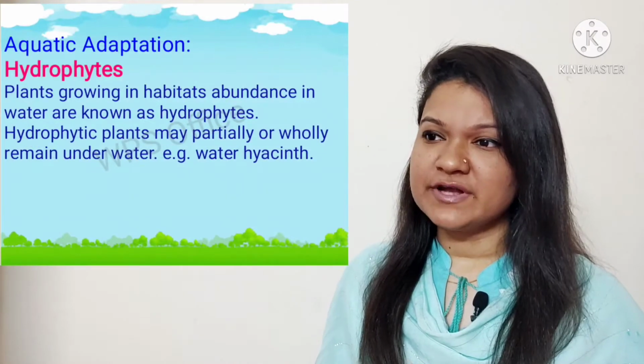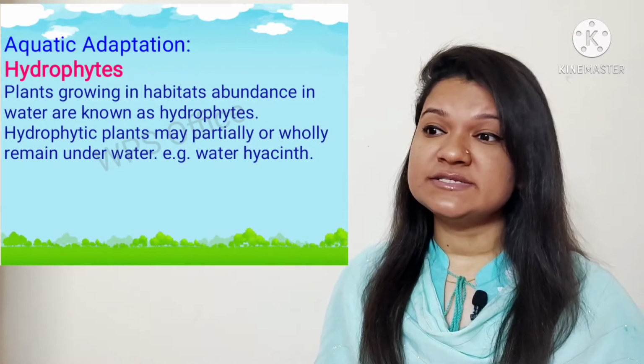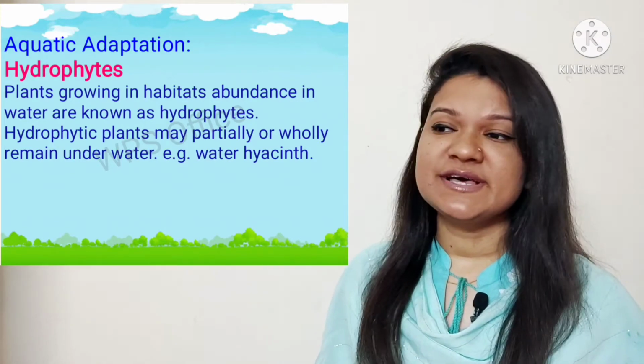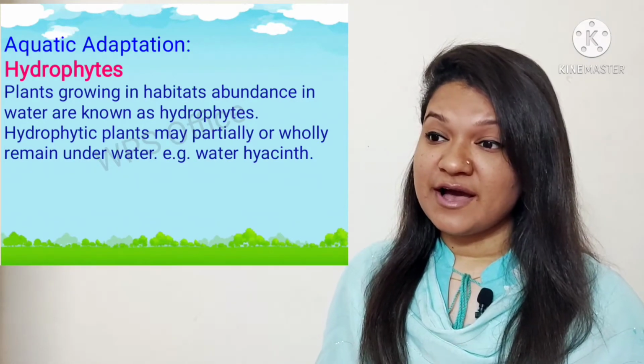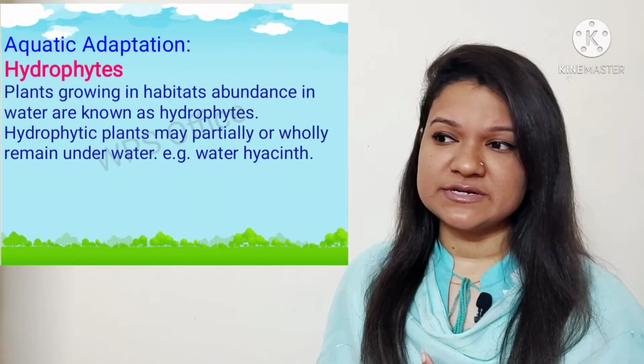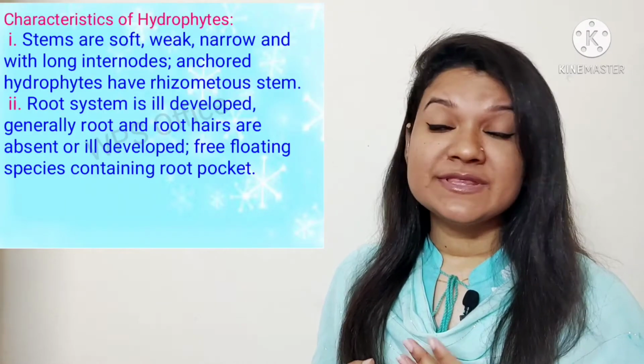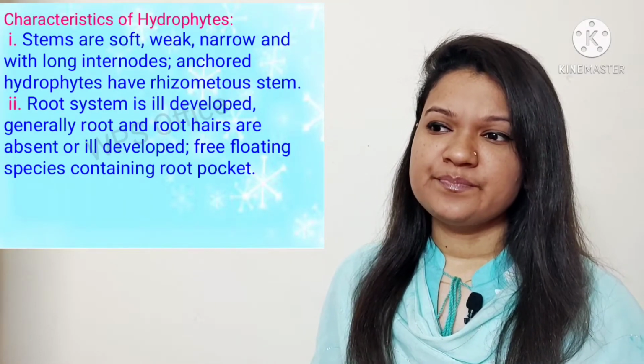First of all, I will describe the aquatic adaptations, that is called hydrophytes. Plants growing in habitats abundant in water are known as hydrophytes. Hydrophytic plants may partially or wholly remain underwater. Characteristics of hydrophytes. Number 1, stems are soft, weak, narrow and with long internodes.